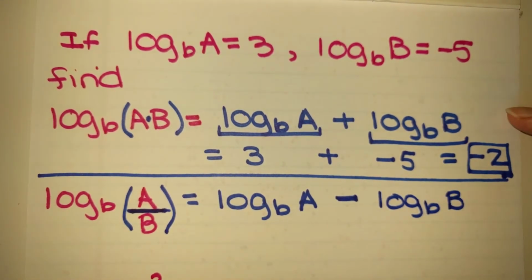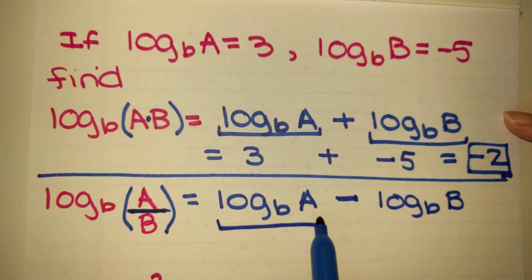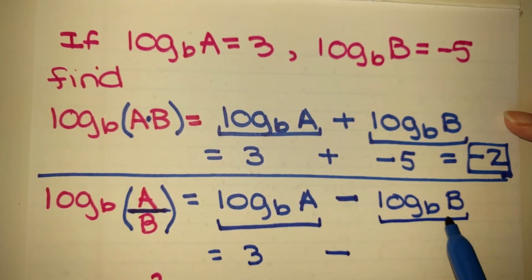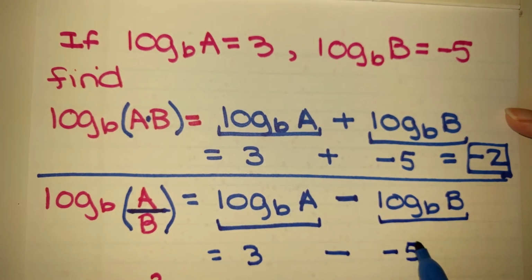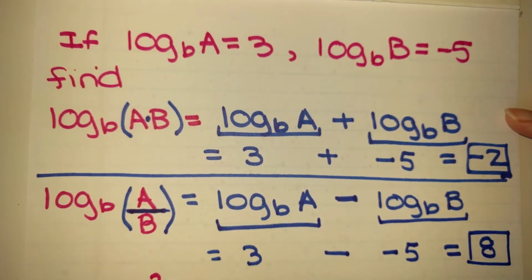And then just like we did up here with the multiplication example, we will plug in what these quantities are known to be. So log base b of a is equal to 3 minus log base b of capital B is -5. So now the problem becomes 3 plus 5, and so that gives us 8 as what this log base b of a over b equals.